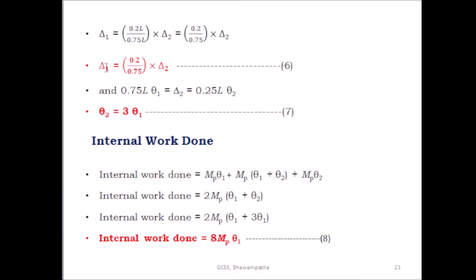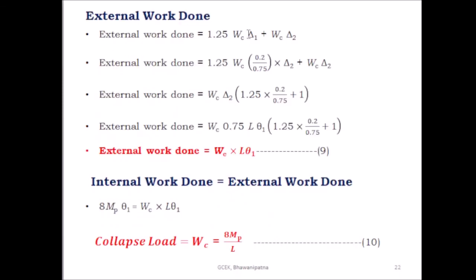So here you have to put this delta 1, 0.2 by 0.75 into delta 2, then plus WC into delta 2. So the external work done is equal to 1.25 WC into 0.2 by 0.75 into delta 2 plus WC into delta 2. Then after taking the common WC into delta 2, the external work done is equal to WC delta 2 into 1.25 into 0.2 by 0.75 plus 1. Then after simplification, the external work done is equal to WC into L into theta 1.